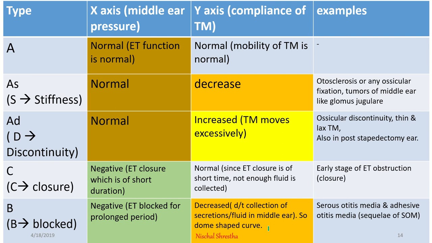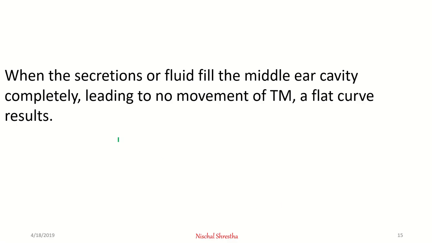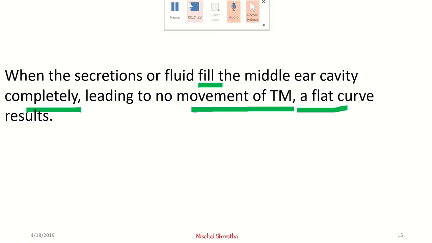And when the fluid fills the whole of the middle ear, there occurs no movement of tympanic membrane, and at that time the curve becomes flat, straight flat, because there is no compliance. See, here I mentioned, when the secretion of fluid fills the cavity completely, then there is no movement of tympanic membrane, so the flat curve occurs. This is our section of tympanometry.